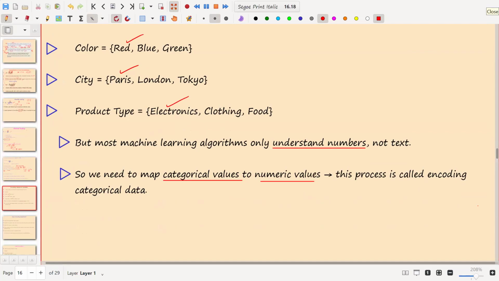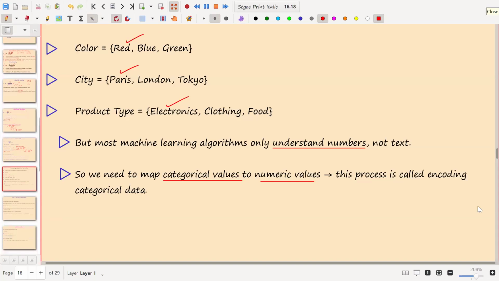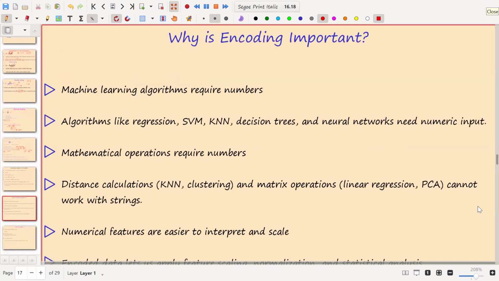Okay, the way of converting or like mapping. I would say the correct technical word is mapping the categorical variables into numerical values, and this process is kind of called encoding your categorical data. Okay, so how to do that? There are two types. Okay, and why it is important, you can see they require numbers.